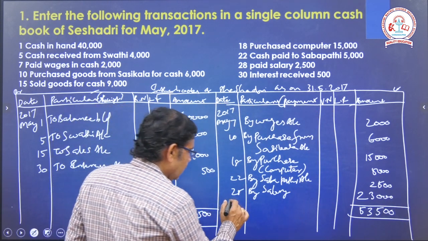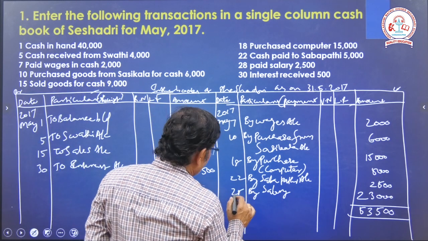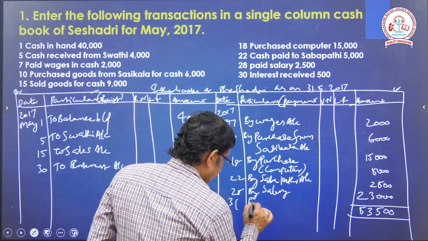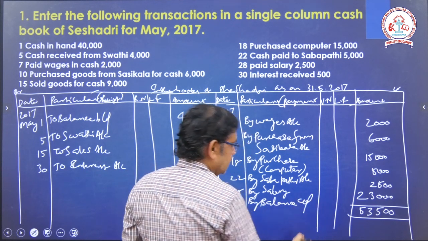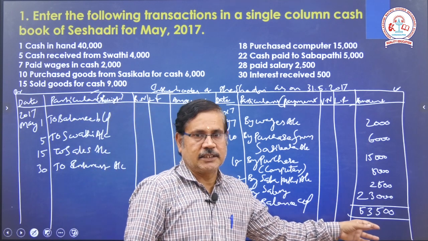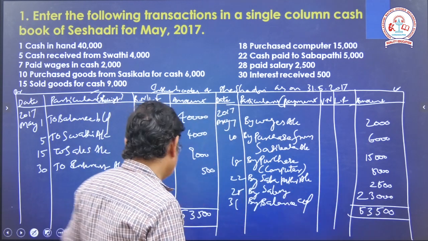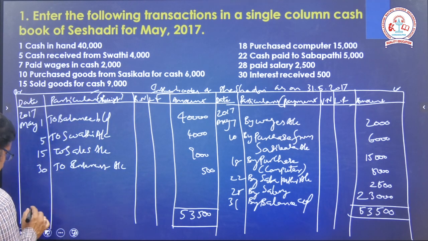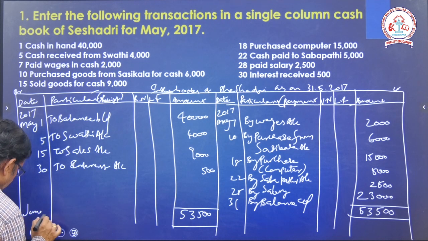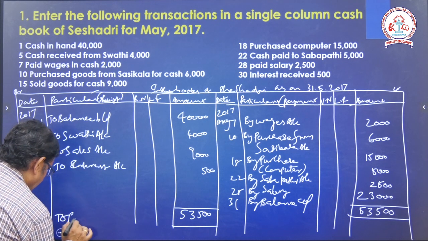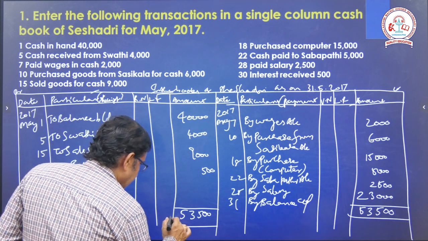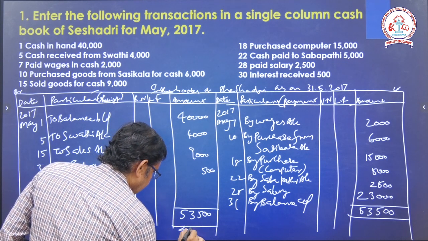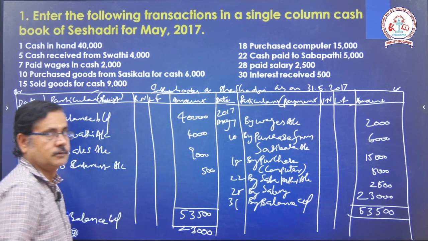This is the answer for the month end, May 31st, by balance c/d. We find the answer 23,000. This amount is transferred to next month's opening balance on the receipt side. Write the date here, June 1st, to balance b/d, and write the amount in the amount column, 23,000. That is it.